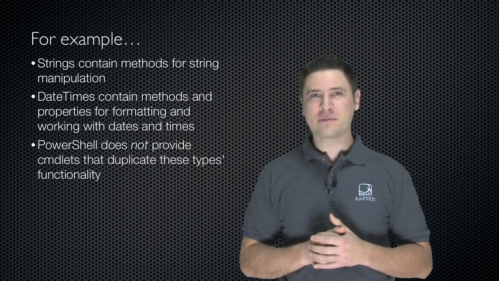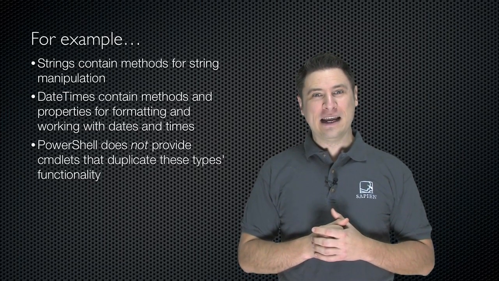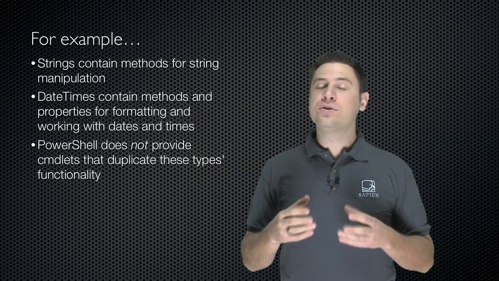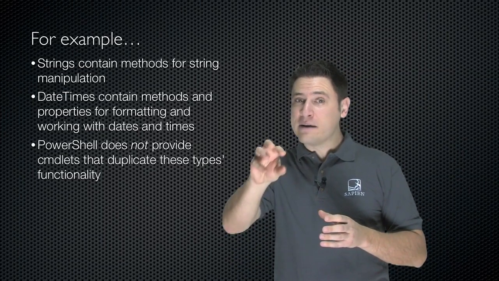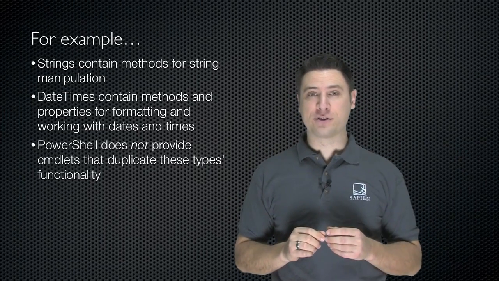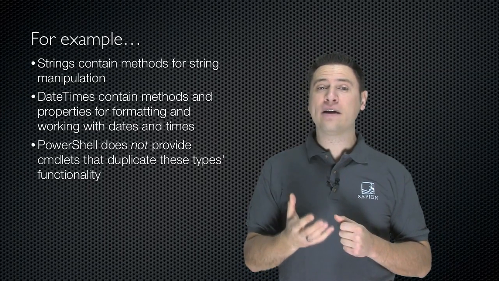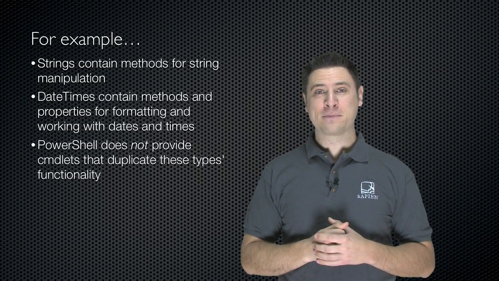For example, string objects contain methods for string manipulation. If you've worked with a language like VBScript or maybe Perl, you're used to having a lot of built-in functions that trim a string or take bits of a string out or replace parts of a string. PowerShell doesn't have those built-in functions. Instead, all that capability exists as methods of a string object.